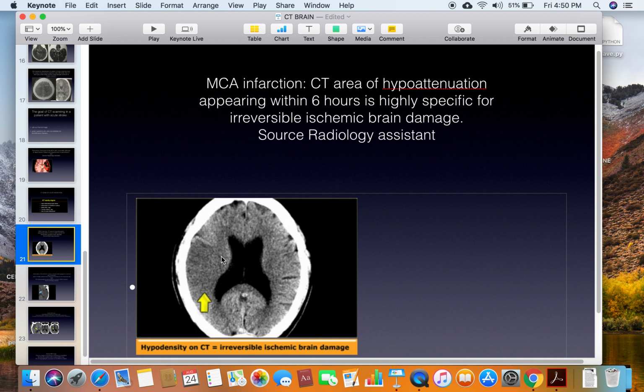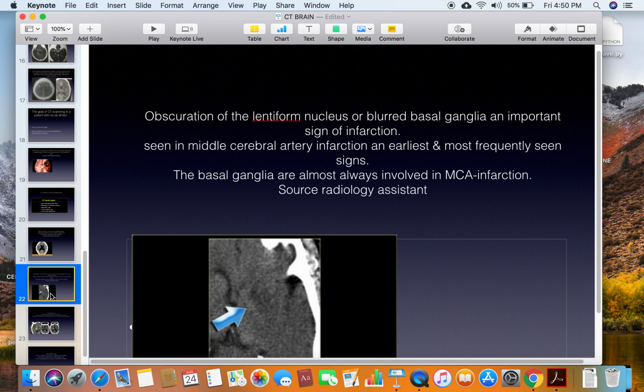Here is an example where you're seeing hypodensity. Now you compare this area with this area. You see the sulci here clearly, whereas you've lost the sulci. And in case of the middle cerebral artery infarction on a CT scan, if you see an area of hypoattenuation which appears within 6 hours, it is highly specific for irreversible ischemic injury.